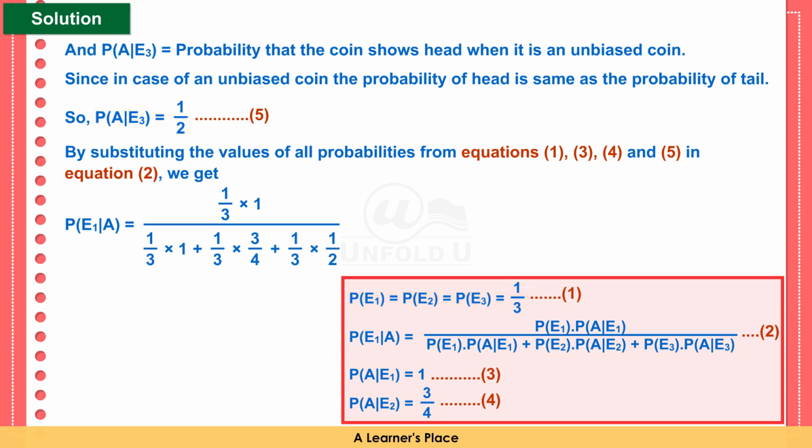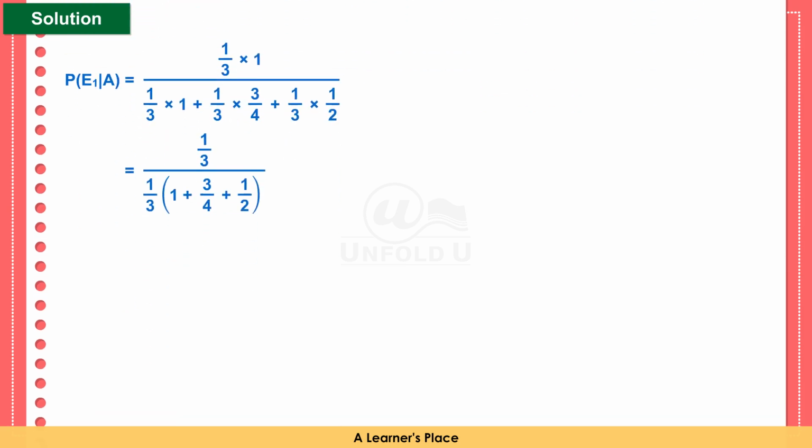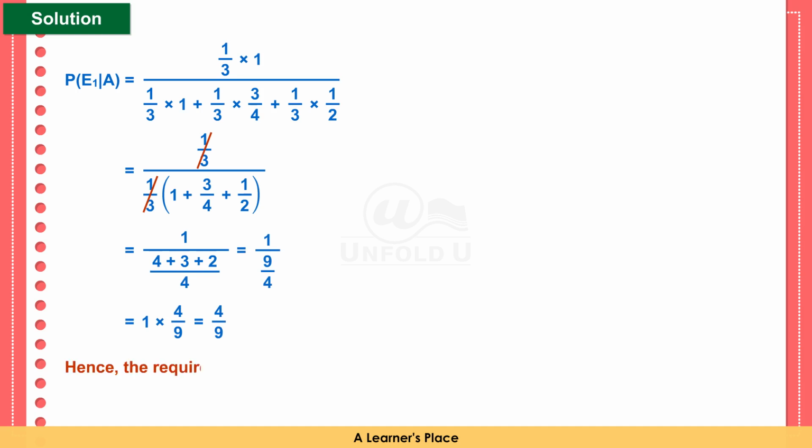By taking 1 by 3 common from the denominator, we get 1 upon 4 plus 3 plus 2 by 4, which is equal to 1 into 4 by 9 is equal to 4 by 9. Hence, the required probability is 4 by 9.